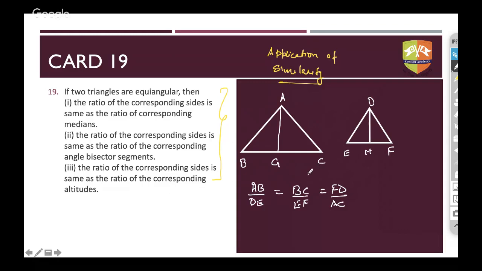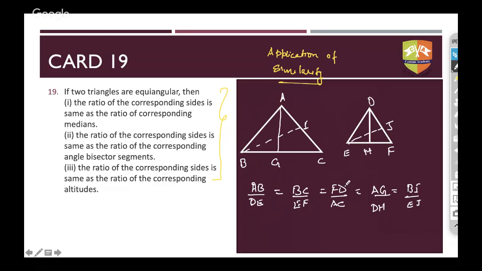Yeah, so now if this is so, then this is equal to AG by DH. Sorry, yeah, this is GH. Okay, and hence the other medians as well. So let's say if this is I, G, H, I, and let's say this is J, then also equal to BI by EJ, AC by FD.